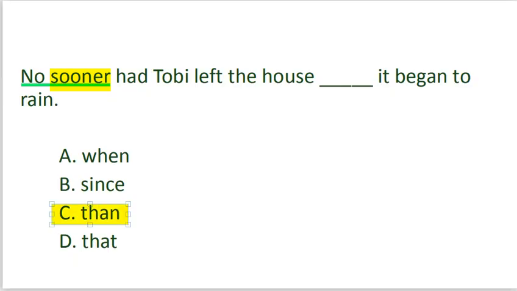So, in an expression like this, than is the only appropriate conjunction to join the next clause. No sooner had Toby left the house than it began to rain. Option C.